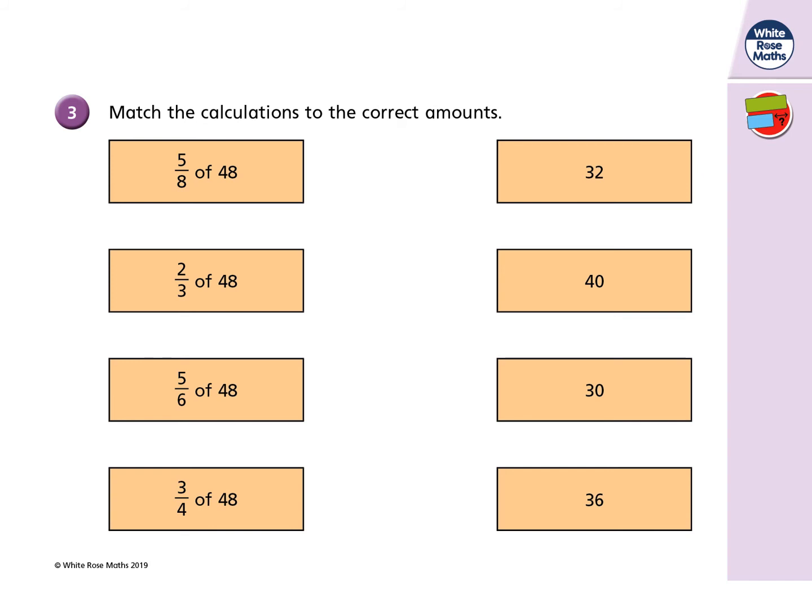Then 5/6 of 48. So what is 1/6 of 48? Work that out first. 48 divided by 6, what is that answer? Then you need 5 lots of that and match it with the other side. And finally, 3/4 of 48. So you do 48 divided by 4, and whatever that answer is, you need 3 lots of it, and it will match with the last one on the other side. Take your time. Again, it's using those multiplication tables. You've got 2 steps of each problem, so make sure you take those steps carefully.